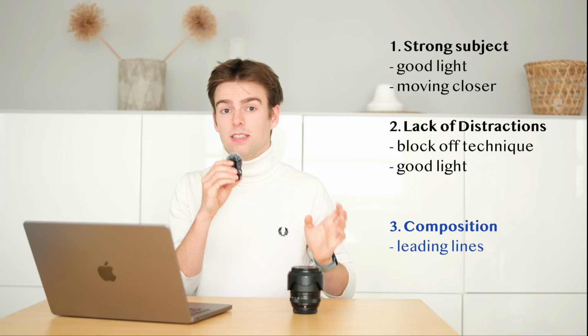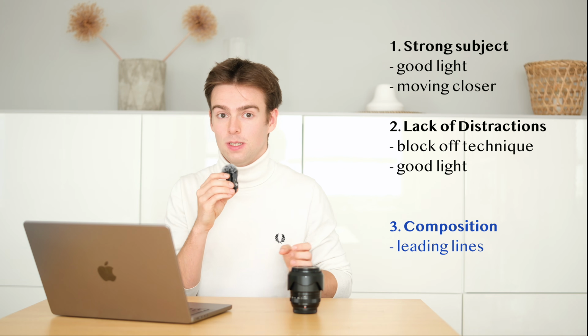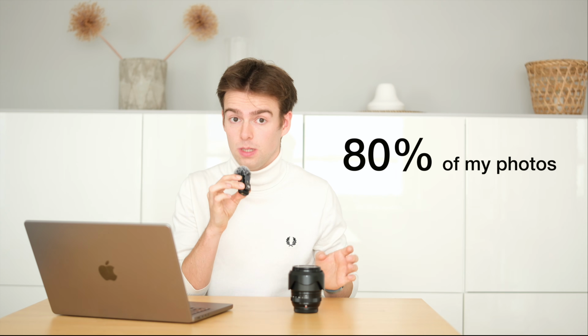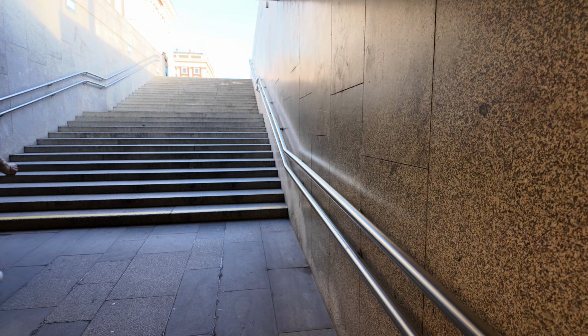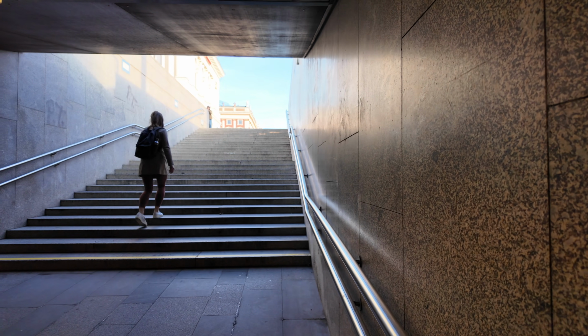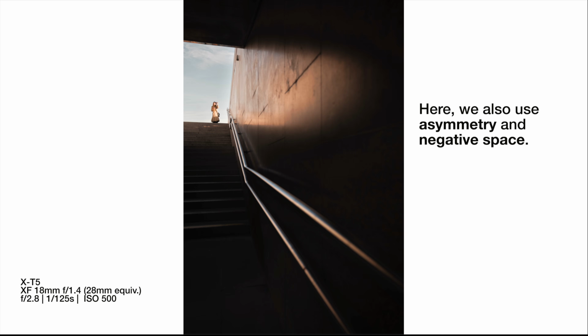But the final aspect that you need to master if you want to master 28mm photography is compositions. And while there is so many compositional techniques out there, like for instance the rule of thirds and rules that can be applied to every focal length, there is some compositional techniques that are more relevant for 28mm photography than others. And the compositional technique that I use in 80% of my 28mm photos is leading lines. And leading lines are effectively lines that you find in your environment that lead deeper into your scene and preferably toward your subject.